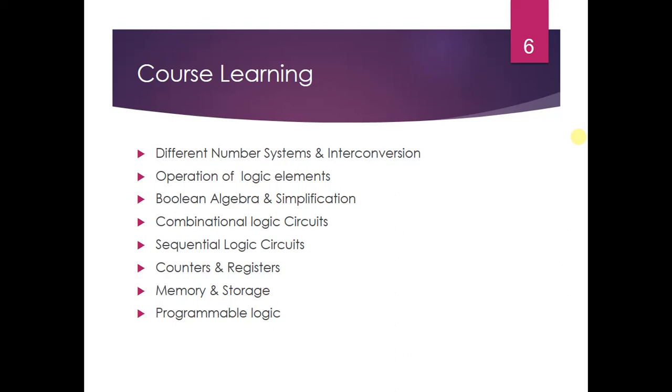One is the combinational logic circuit. An example of a combinational logic circuit could be an adder. It adds two numbers. There are other examples of combinational logic circuits like multiplexer, decoder, and encoder. So we're going to learn how combinational logic circuits are designed. We're also going to learn about sequential logic circuits and how they are designed.